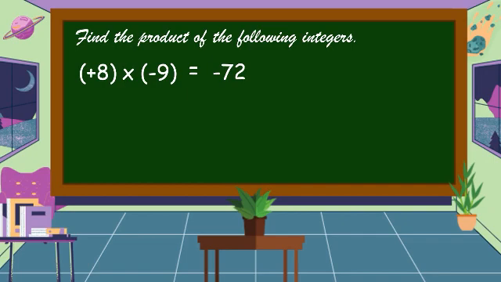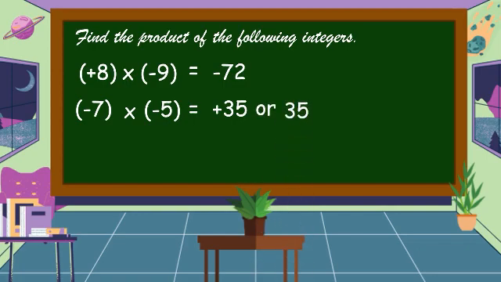Another one. Negative 7 times negative 5. The answer is 35. Very good. Positive 35 or 35. Another one. Positive 6 times positive 3. The answer is very good. The answer is positive 18 or 18.